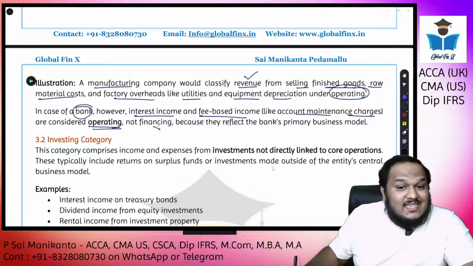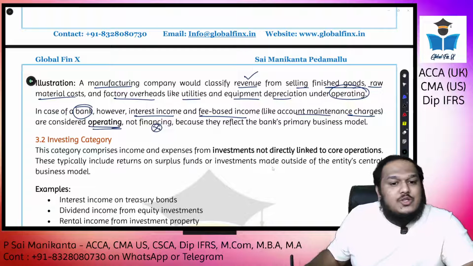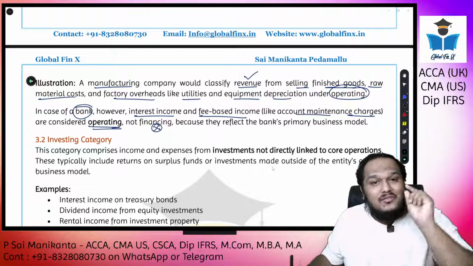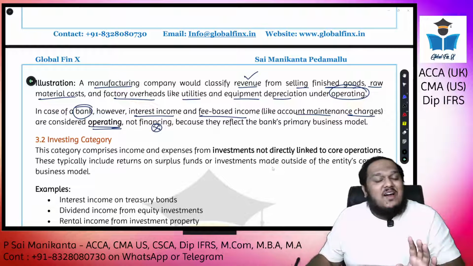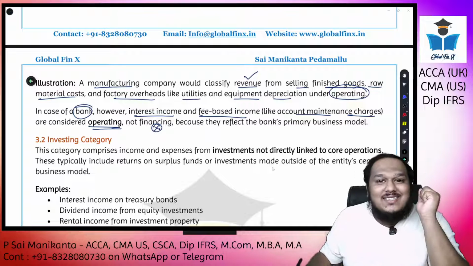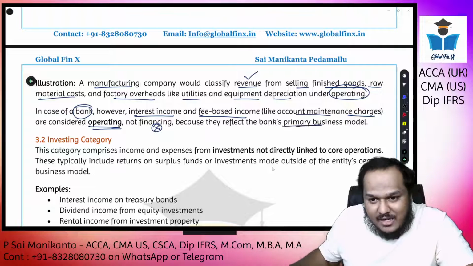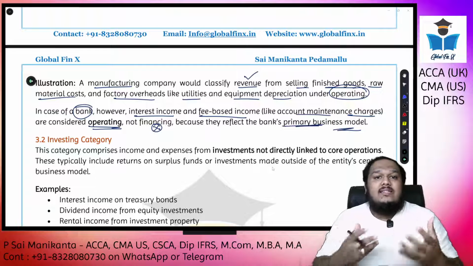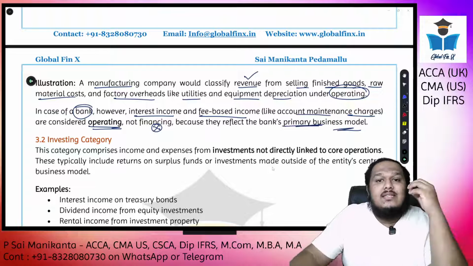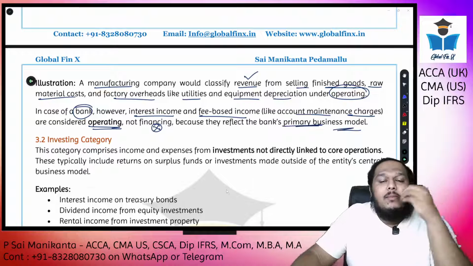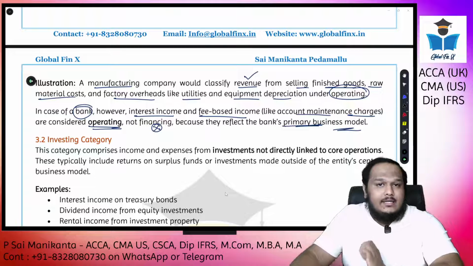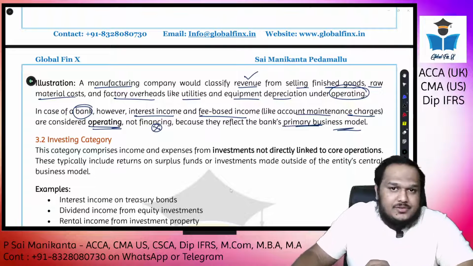They are not financing. Sir, interest is usually considered as financing, but for a bank, interest is not financing. Interest is its operations. That is their primary nature of business. They reflect the bank's primary business model. I hope you are getting the picture. So everything that is related to the core operations, the primary business activities, is operating. It depends on the type of the business.